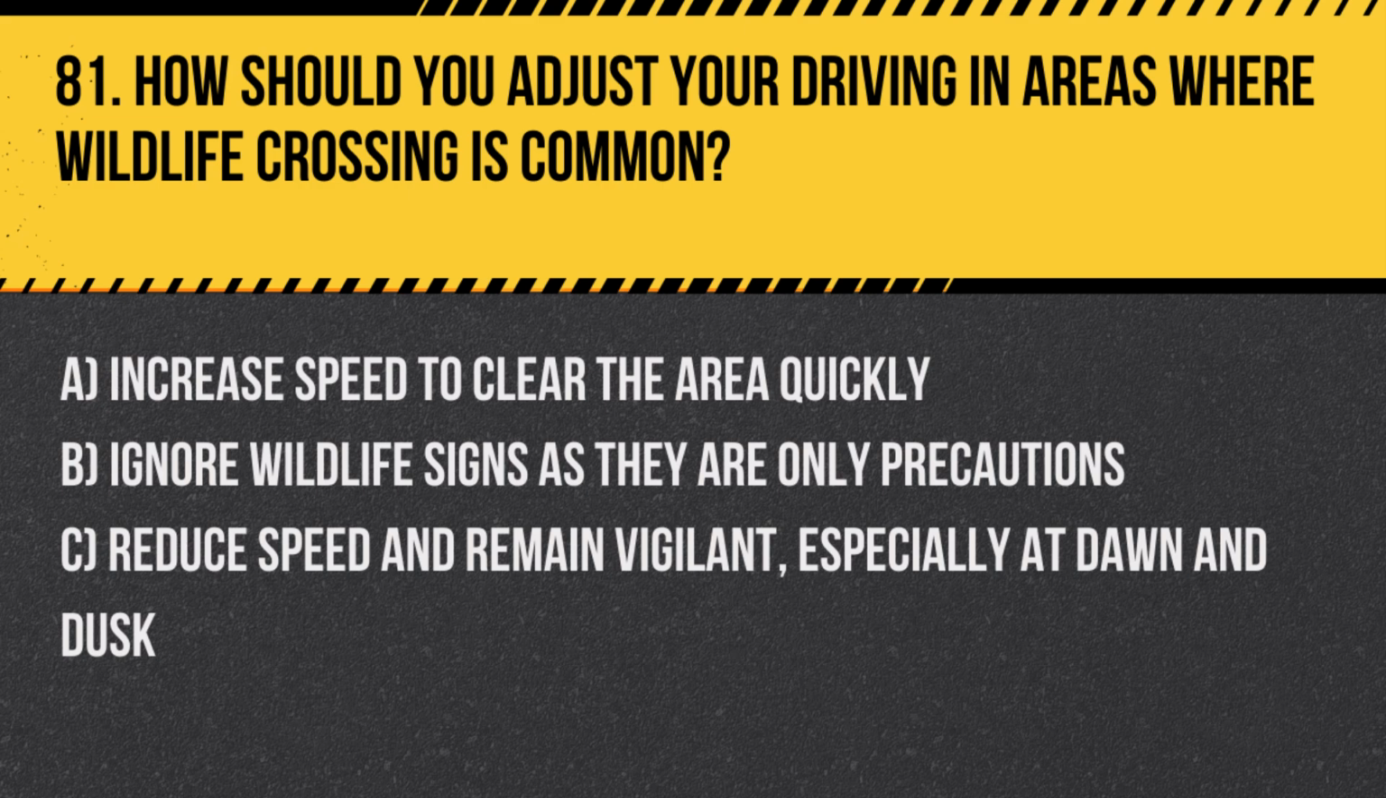Question 81. How should you adjust your driving in areas where wildlife crossing is common? A. Increase speed to clear the area quickly. B. Ignore wildlife signs as they are only precautions. C. Reduce speed and remain vigilant, especially at dawn and dusk.